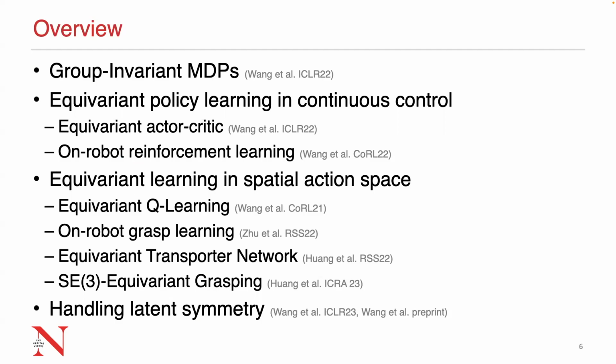In the first one, I'm going to talk about how we can use equivariant policy learning in continuous control, right? I will explain what continuous control is in a second. And then in the second part, I'm going to talk about equivariant learning in spatial action space. This is a different problem from the first one, but we can apply similar strategies in both tasks. And in the end, I'm going to talk about how we handle latent symmetry, because in real world tasks, this symmetry is not always presented perfectly. And sometimes we need to handle this sort of latent or implicit symmetry in our task.